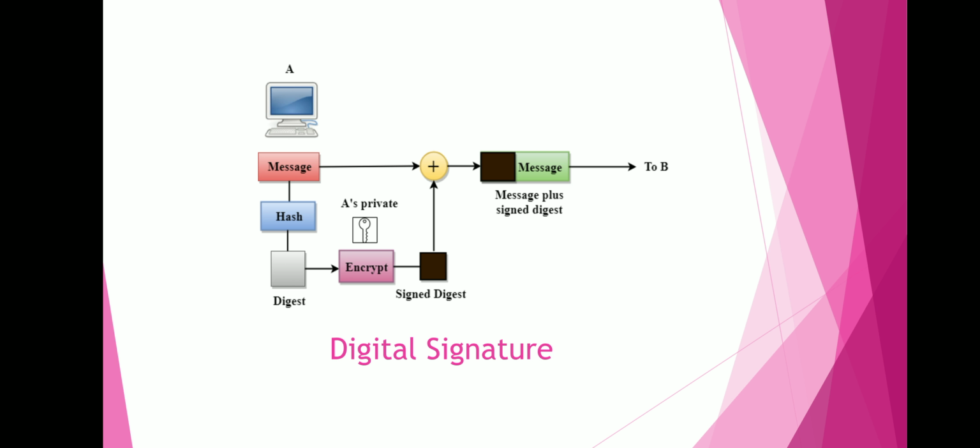Now the digital signature will be concatenated with the original message, so we have the original message as well as the digital signature. The digital signature contains the message digest in encrypted form, with the private key of the sender. Then the message plus digital signature is sent over the insecure communication channel and reaches the destination, that is B.